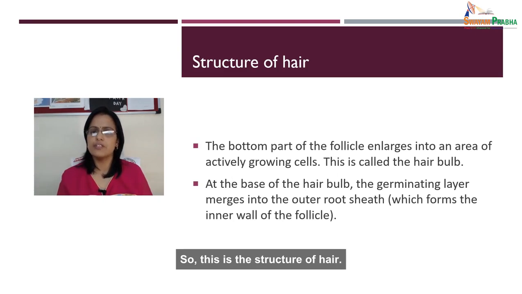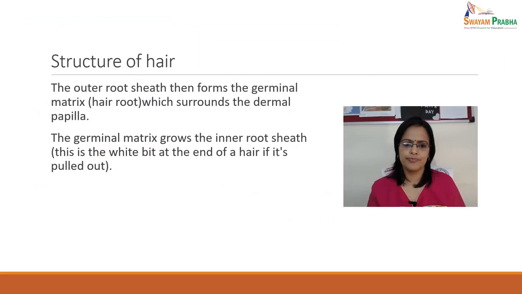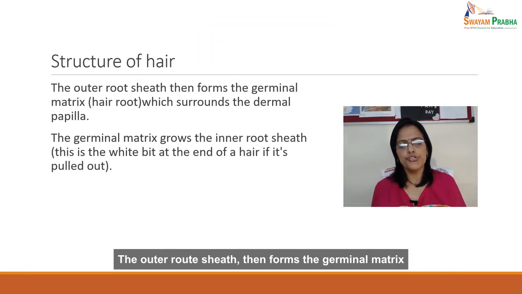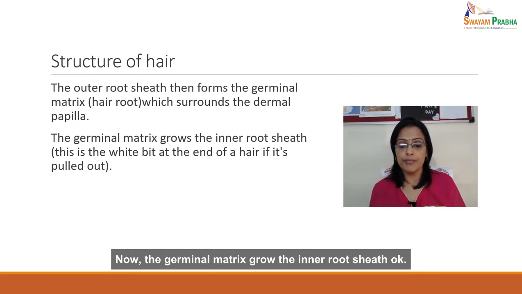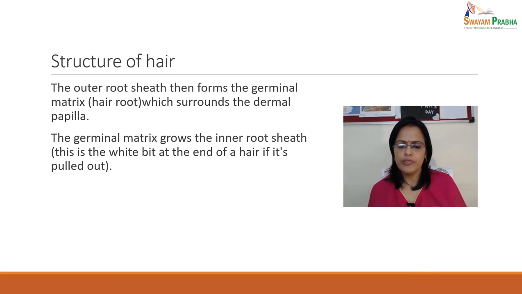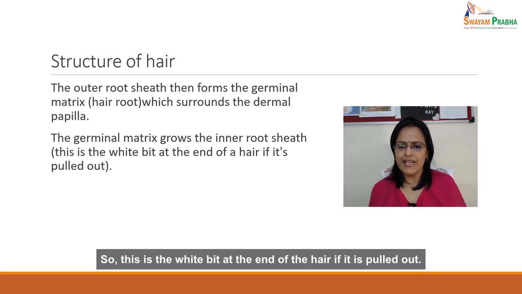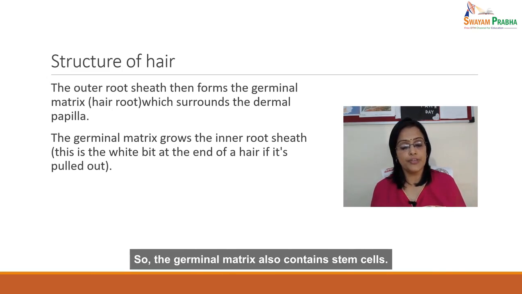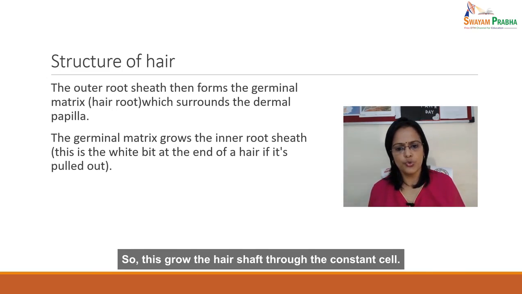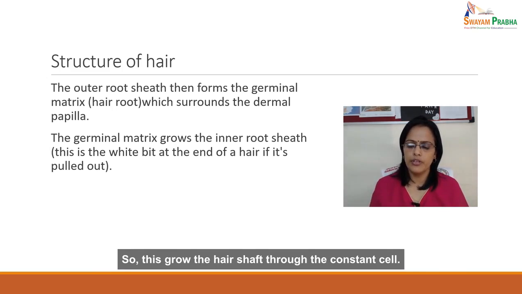Okay, so this is the structure of hair. The outer root sheath then forms the germinal matrix, that is the hair root, which surrounds the dermal papilla. Now the germinal matrix grows the inner root sheath. This is the white bit at the end of the hair if it's pulled out. The germinal matrix also contains stem cells, and these grow the hair shaft through constant cell division.